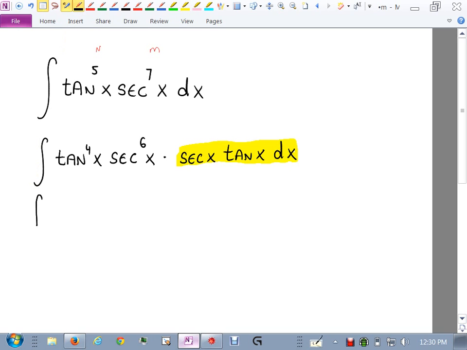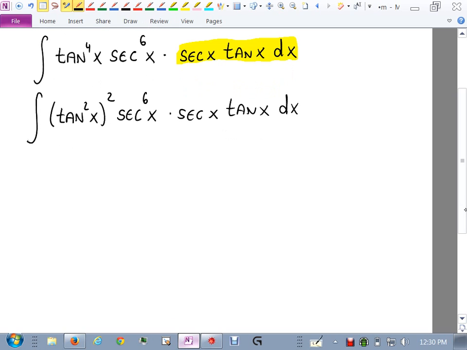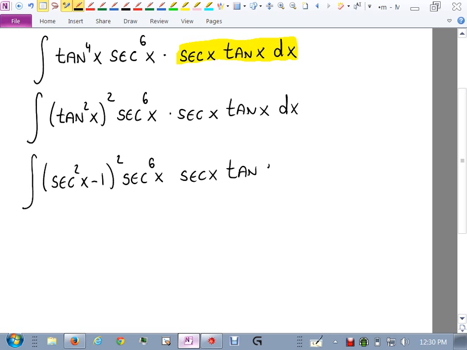Now, unfortunately, it's tangent to the 4th, which means I'm going to have to write it as tangent squared, squared, then secant to the 6th. And what's tangent squared x by the Pythagorean identity? Secant squared x minus 1. So secant squared x minus 1, but then squared, and then secant to the 6th x, and then secant x tangent x dx.